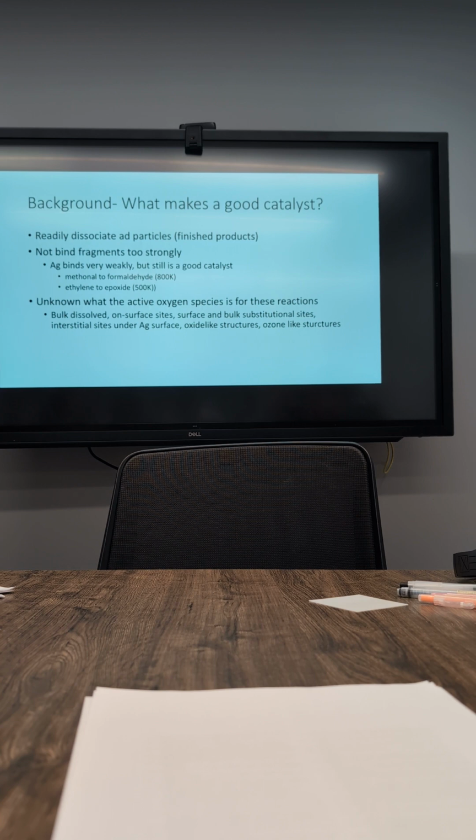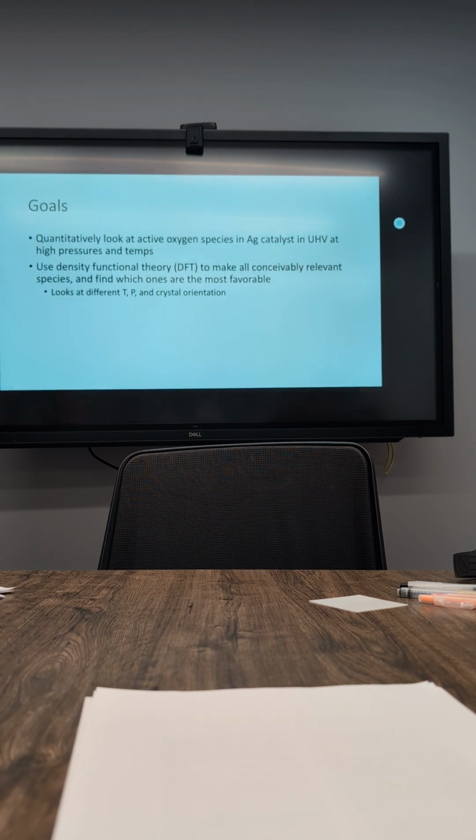I think that's self-explanatory. Oxide-like structures. So think when you have metal and then you have rust. So you have rust on the surface. So if you think about a silver particle, you're going to have an oxide layer on the surface. That's the oxide-like structure. Ozone-like structure. Ozone is O3. So you just have an inserted ozone structure instead of an oxide-like structure. But that's not very likely, so we don't have to deal with that much.